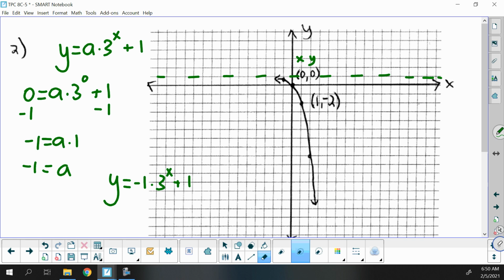If this was one where we'd have to describe the transformations, the negative 1 out front causes a reflection over the x-axis, and the plus 1 on the end shifts us up 1.